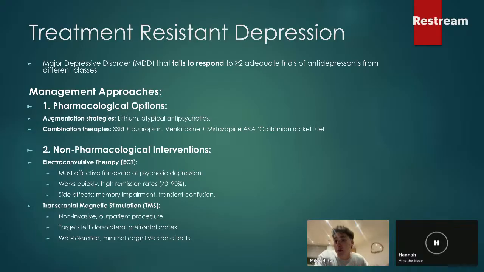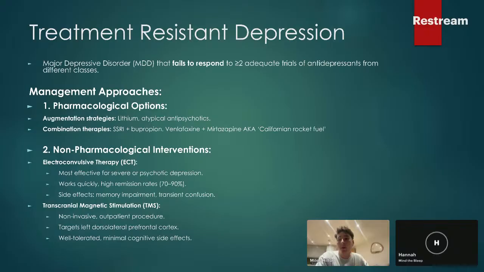And in terms of management approaches, there's the pharmacological option. So we could either augment that with lithium or an atypical antipsychotic, or we could use a combination therapy. So that would be SSRI and bupropion, or possibly venlafaxine and mirtazapine, which is also known as Californian rocket fuel, because there's a rapid and robust mood response seen when given together, but that would probably require specialist input.